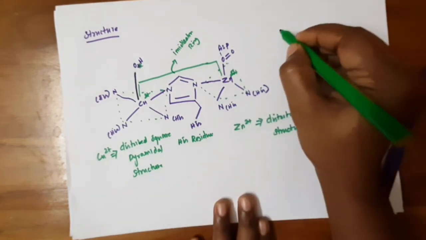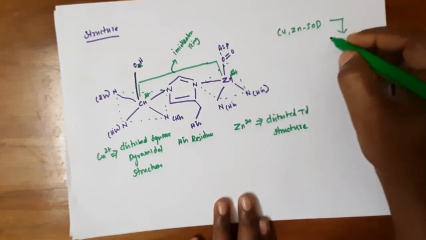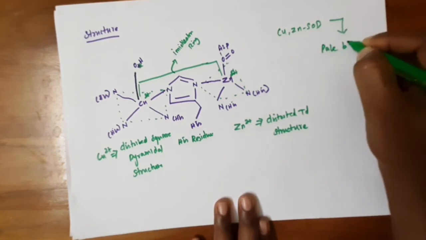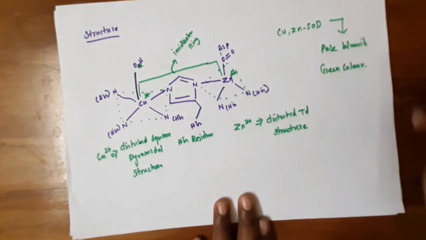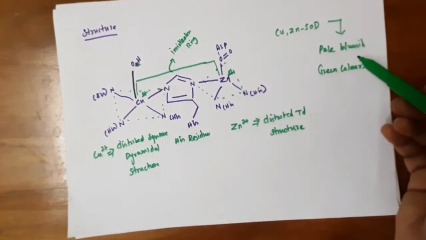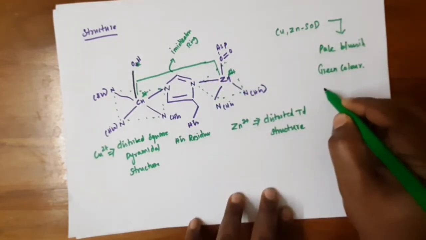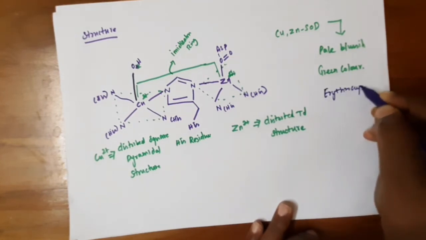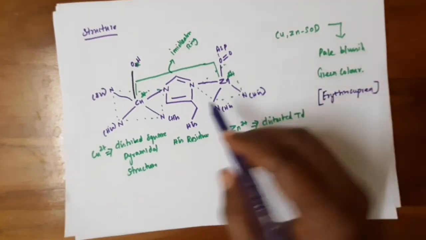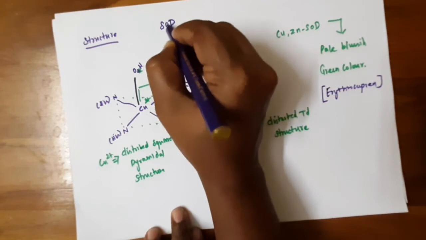And this copper zinc superoxide dismutase has a pale bluish green color. Okay, so this confirms the presence of copper in the structure. So it's simply called erythrocuprin, which is found in erythrocytes. So this is the structure of superoxide dismutase.